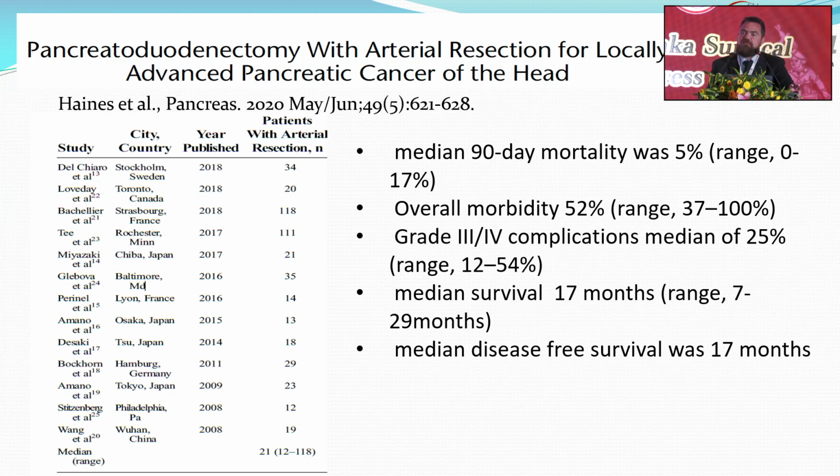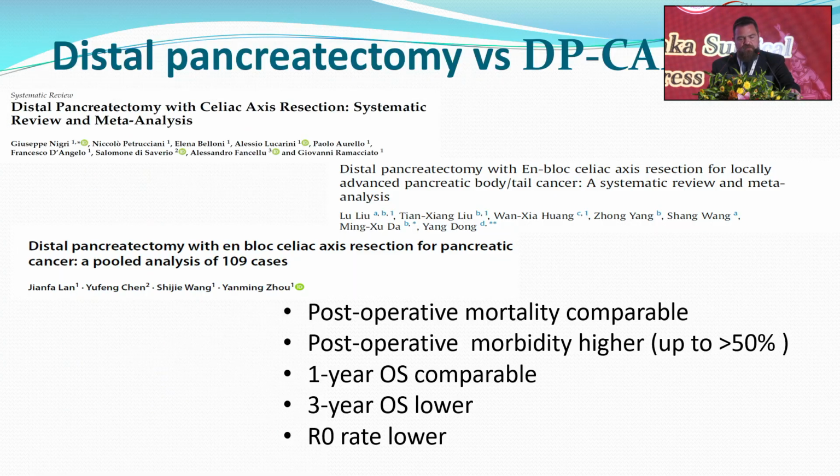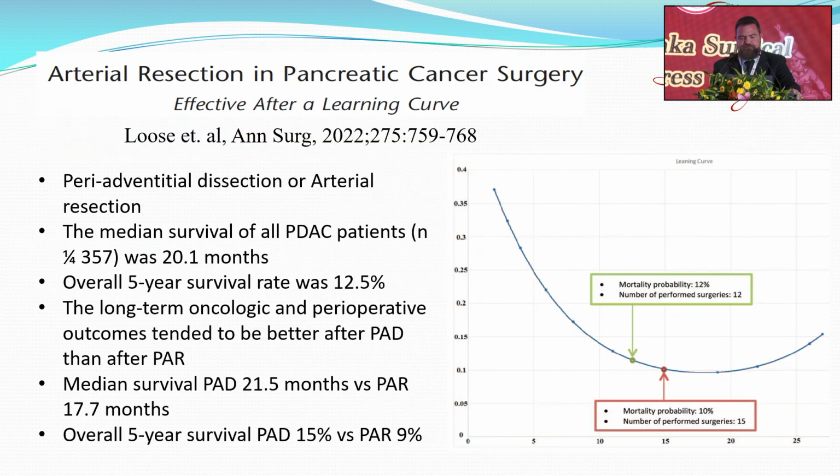And if we want to sum up the outcomes, we have acceptable mortality, we have a higher morbidity, higher severe grade complications, and a median overall survival of 17 months, which wouldn't be as long as we would expect it to be. That probably reflects the different stages of the tumors that were included in these studies. This is on the left-sided tumors, distal pancreatectomy versus modified Appleby. And again, the results are pretty much the same. Comparable morbidity, higher mortality, worse oncological outcomes in terms of 3-year overall survival.